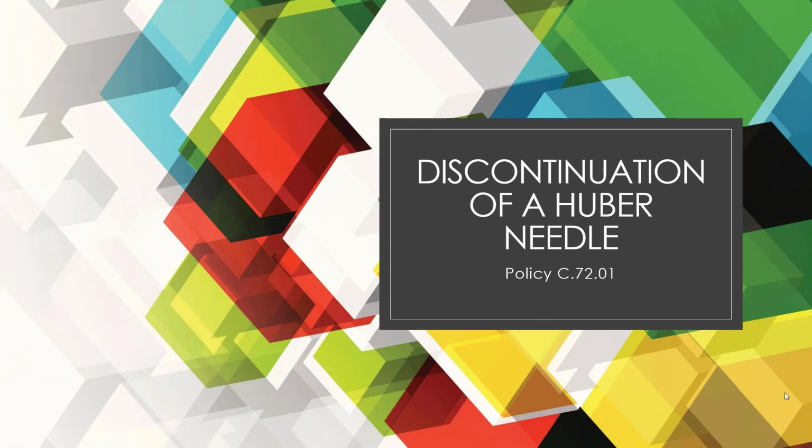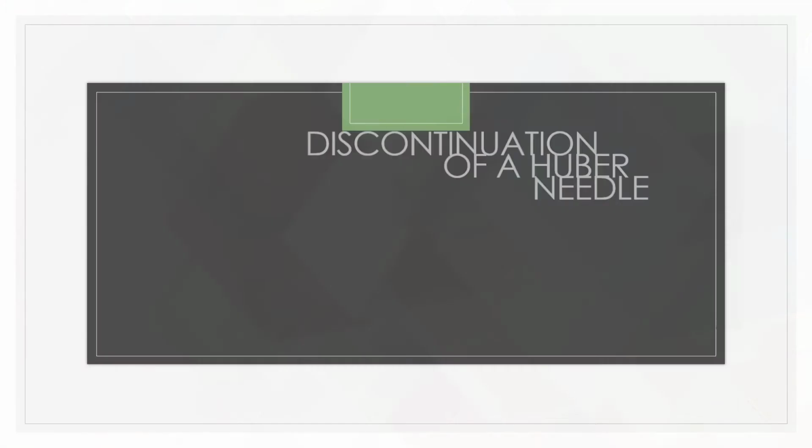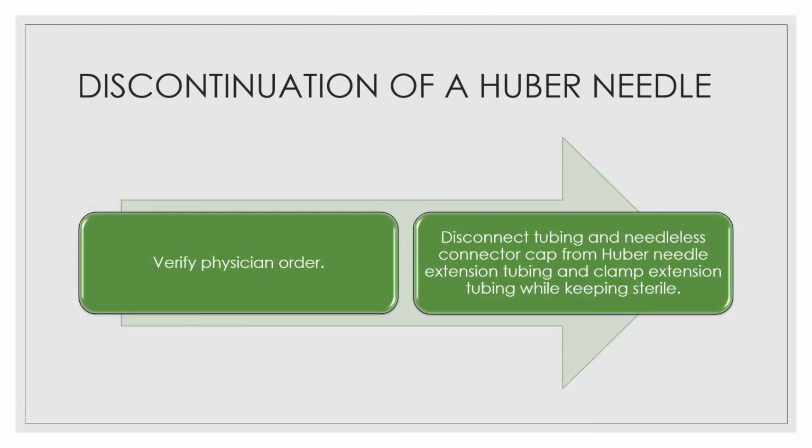Discontinuation of a Huber needle. So the first thing that we're going to do is verify that we have a physician order to deaccess the port or Cath. After we do that, we're going to disconnect the tubing and the needleless connector cap from the Huber needle extension tubing, and clamp extension tubing while keeping sterile.